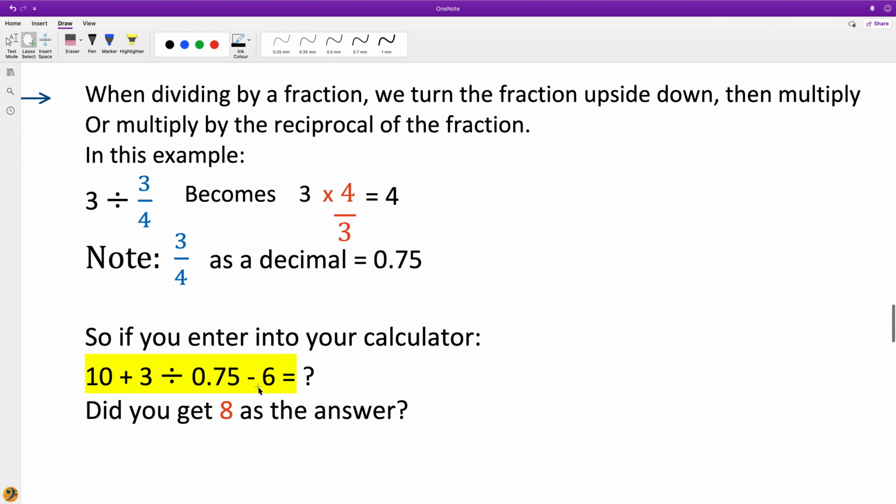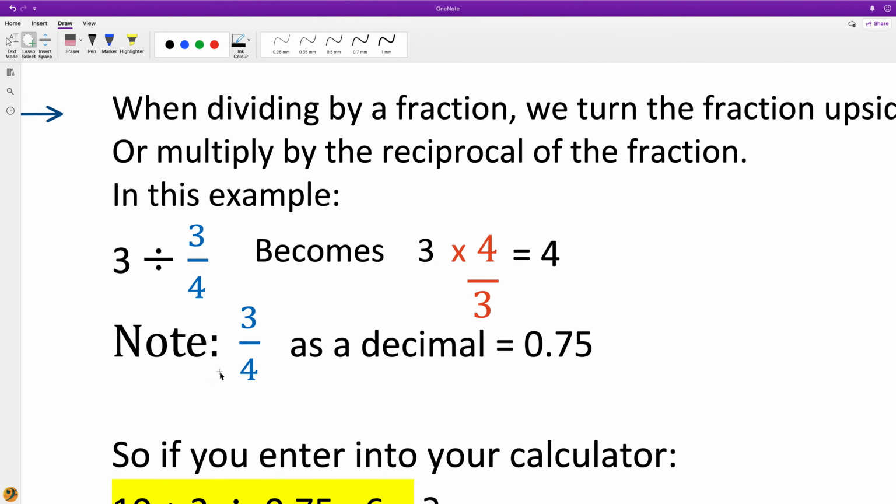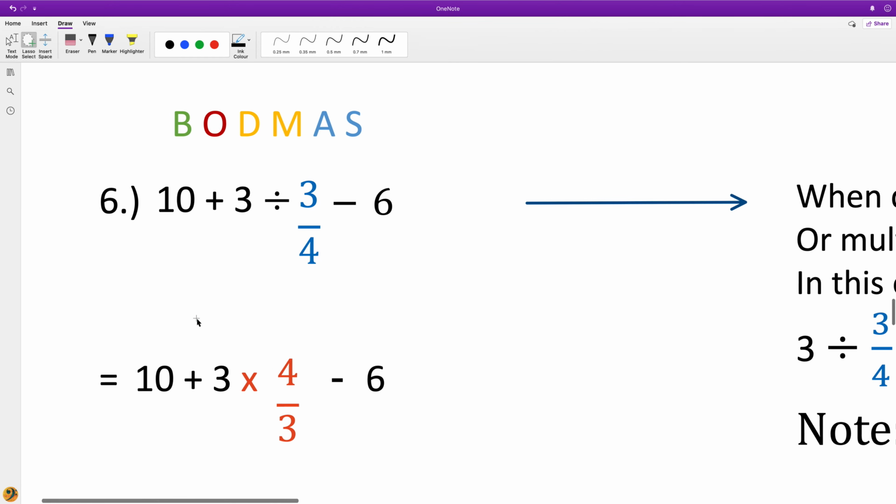Okay, so our initial problem earlier was 10 plus 3 divided by 3/4 minus 6. So if you substitute that in and you go 10 plus 3 divided by 0.75 minus 6, what do you get? Did you get 8 as the answer? If you type that in, that's what you should get. All right, so now that we know 8 is the actual final answer, we can scroll back over here and continue with the working out.